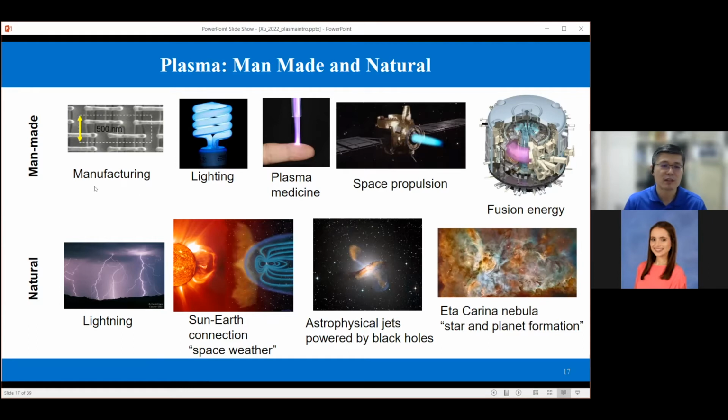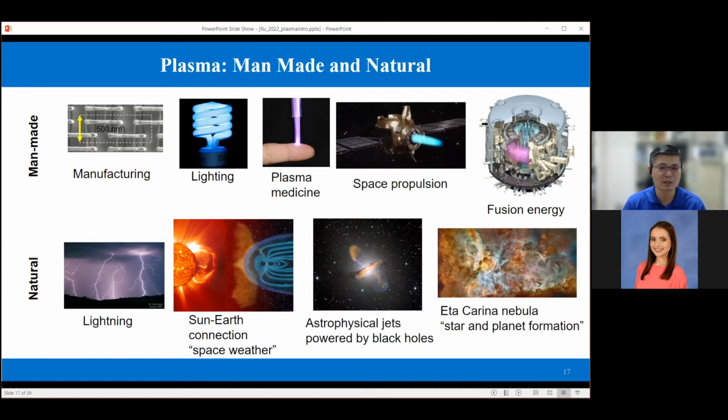Right? Natural plasmas, you have lightning, space weather. So plasma makes up about 99% of the observable universe. Right? I say observable because if you follow physics, probably the majority of what makes up the universe is dark matter or dark energy, things that we cannot see as of yet, right? But of the stuff we can see, 99% of it is in the plasma state.